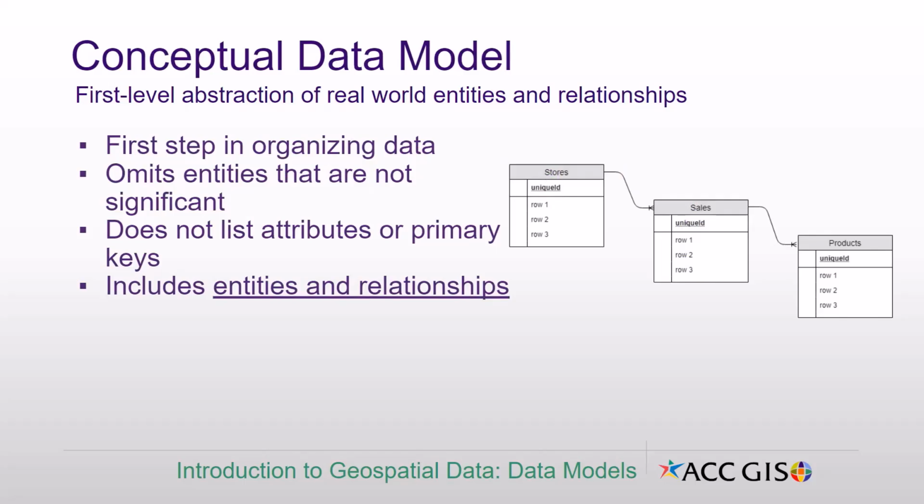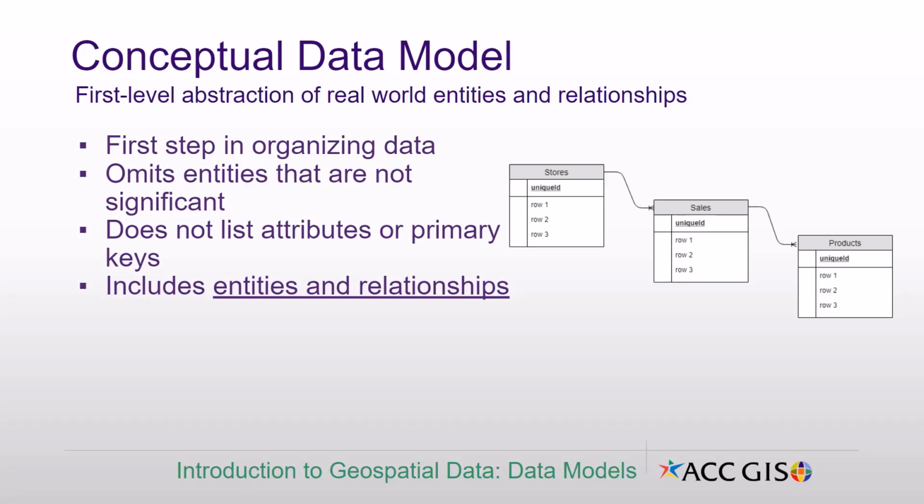The conceptual data model is a first level abstraction of real world entities and relationships. It's the first step in organizing the data. And the way to think about it is it's the bubble diagram, in which, in this case, for example, you decide that you want to model stores, sales, and products. And what is just as important as what you contain in the model is what you omit from the model. Those are the things that are not significant.